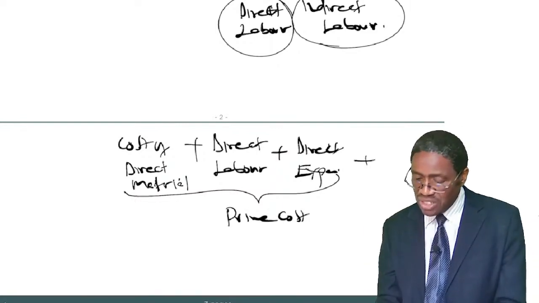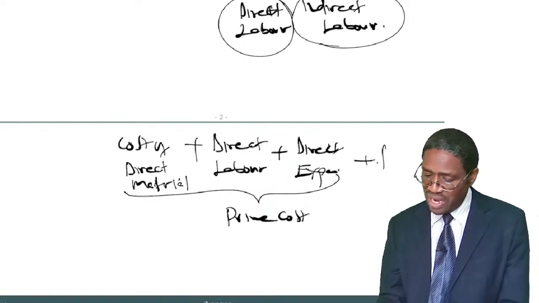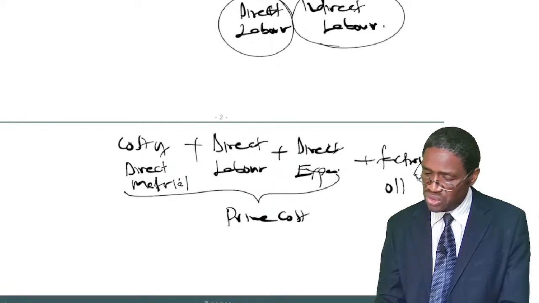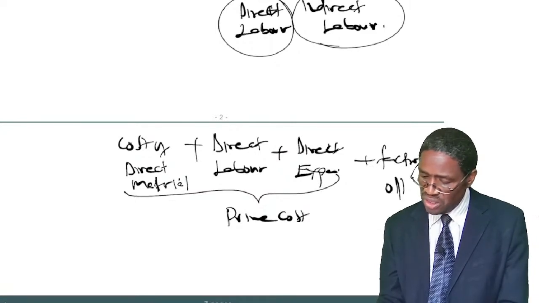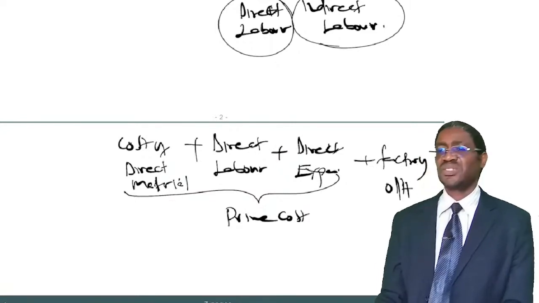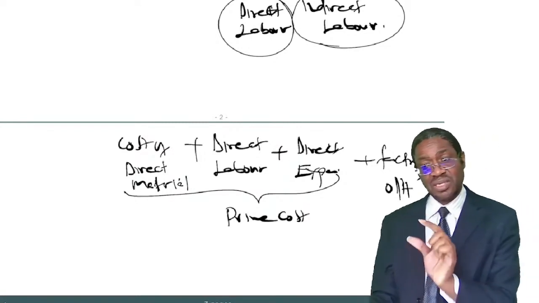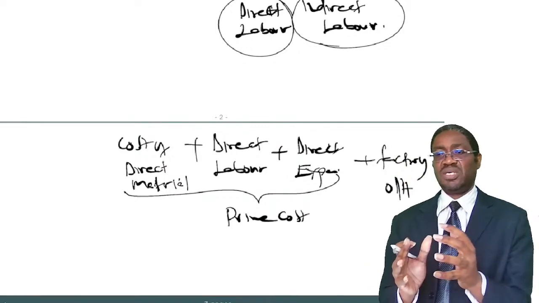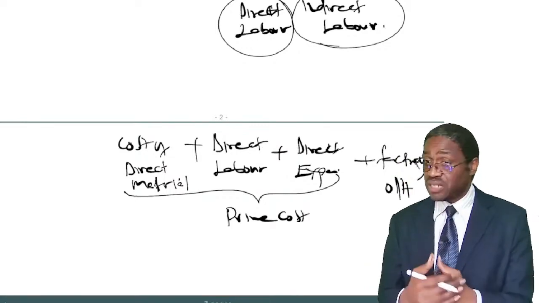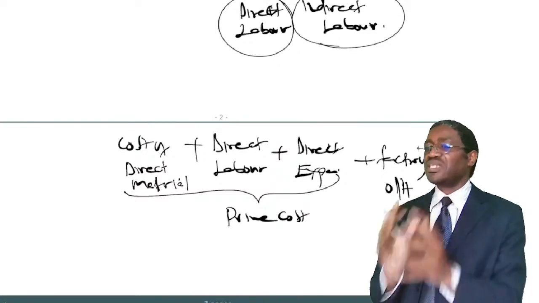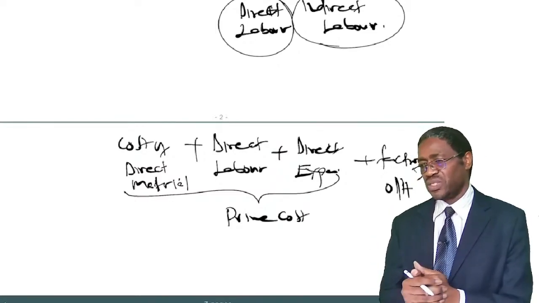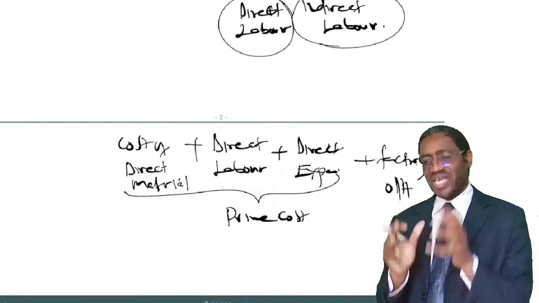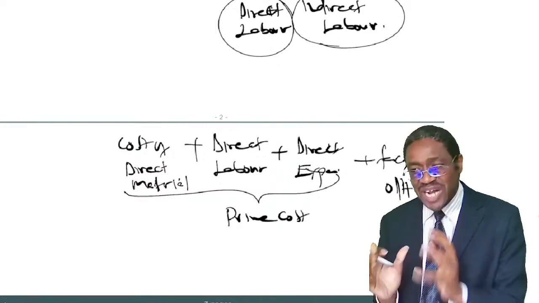Then you normally add to that prime cost other factory overheads. Let me use that in short, factory overheads. Listen, I've said to get the production cost, take the cost of direct materials, take the cost of direct labor, take the cost of direct expenses, get what we call prime cost.